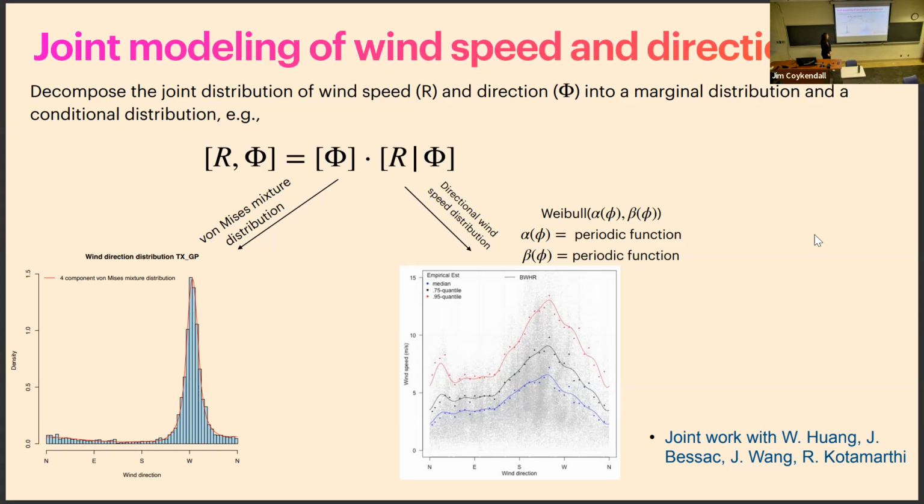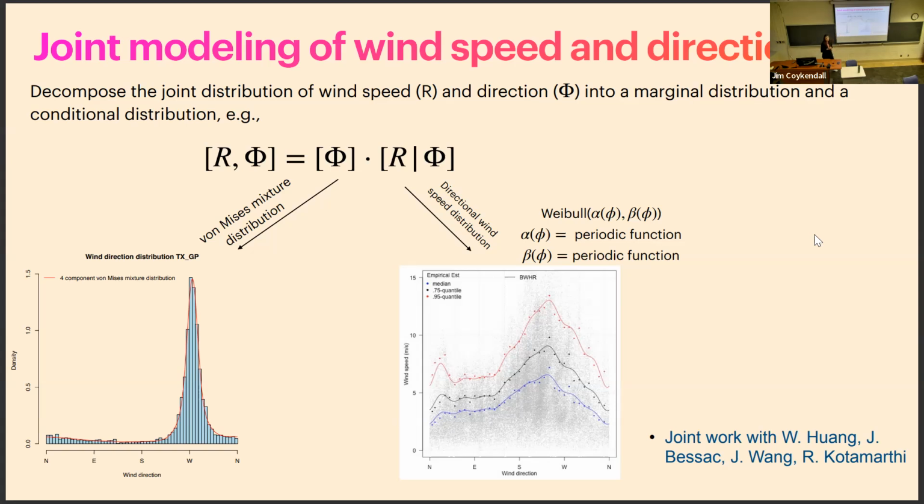So then once we decompose it, we need a distribution for each of the components. For the modeling of wind direction, we just learned that we can use a Von Mises mixture distribution. So this leaves us with the need to construct a distribution that we can use to estimate the distribution of wind speed given wind direction.